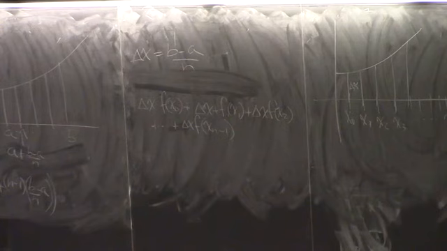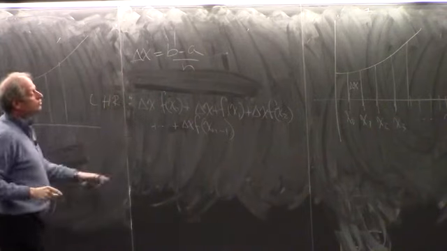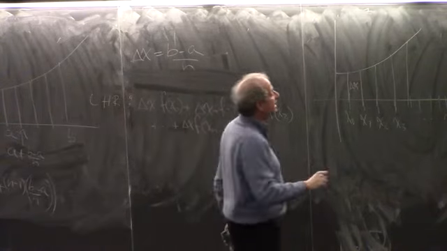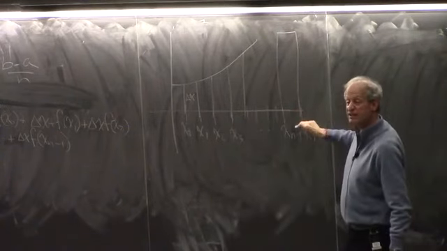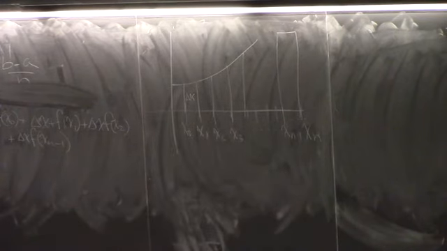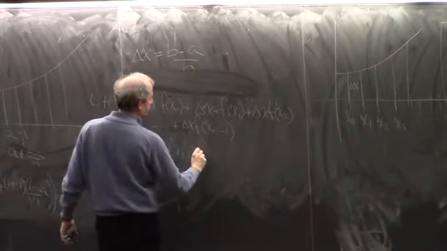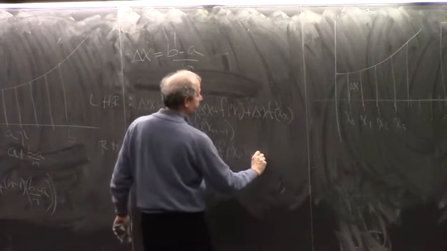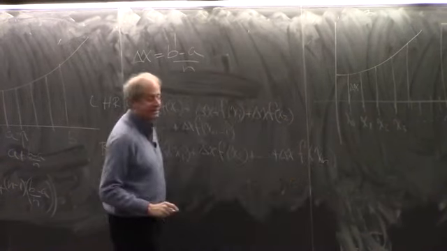And for the heights of these, if you're doing left-hand rectangles, you start at x sub 0 and you finish at the next to last one, because the last rectangle starts at x sub n minus 1 and finishes at x sub n. If I wanted to do right-hand rectangles, I would start at x sub 1, and I would finish at x sub n.